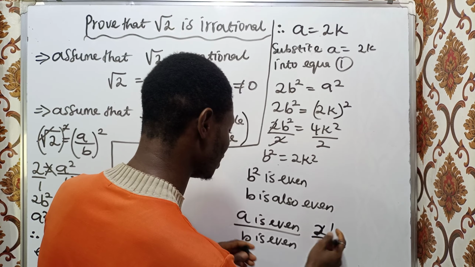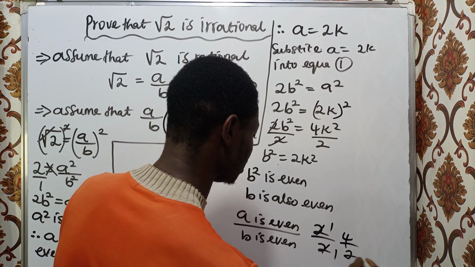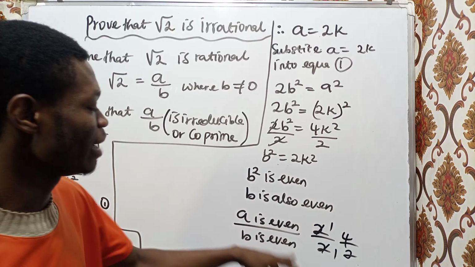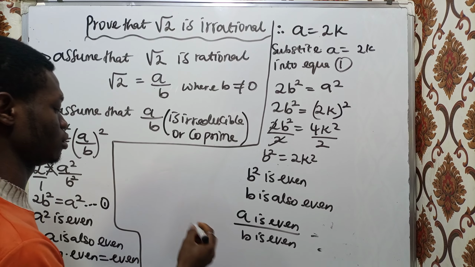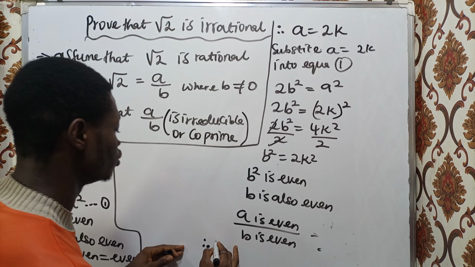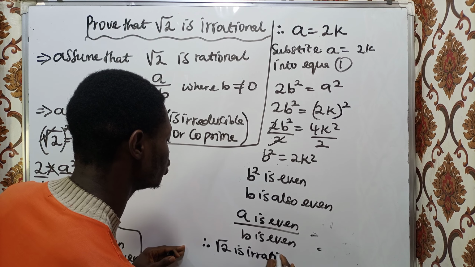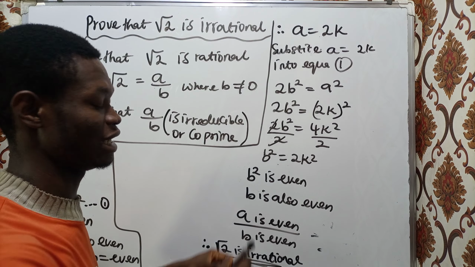For example, use another even number, 4 over, let me say, 2. Do you see that this 4 over 2 is still reducible? So therefore, by contradiction, root 2 is irrational. So root 2 cannot be written in fraction form.